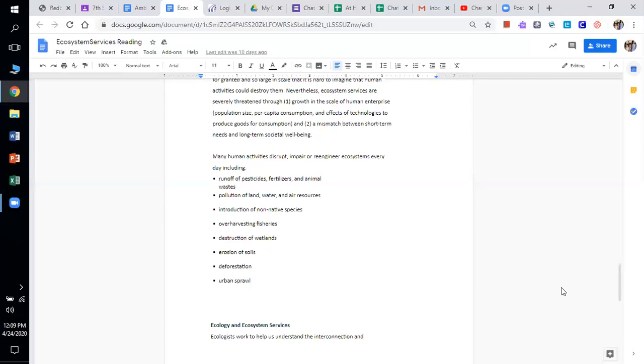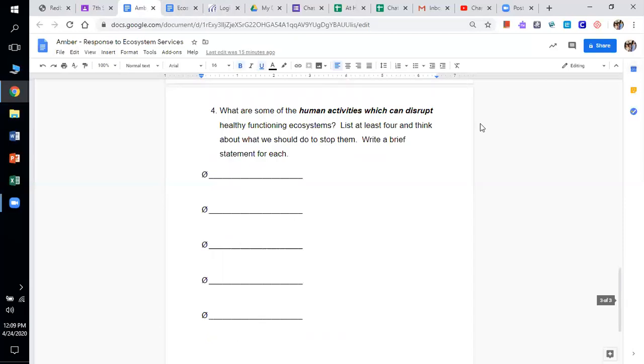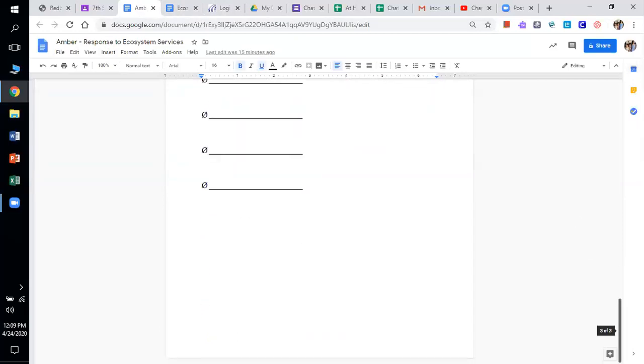Deforestation is an easy one you could talk about, and building up cities. So I think I gave you plenty of examples to help you here. You need to give at least 4. And that is the end.